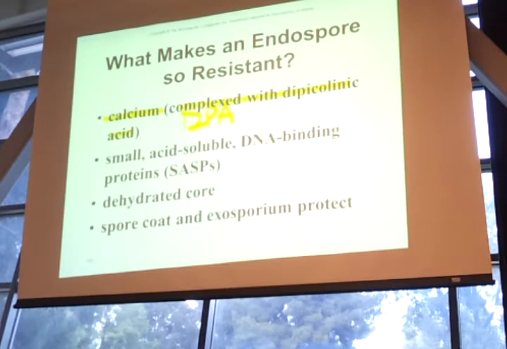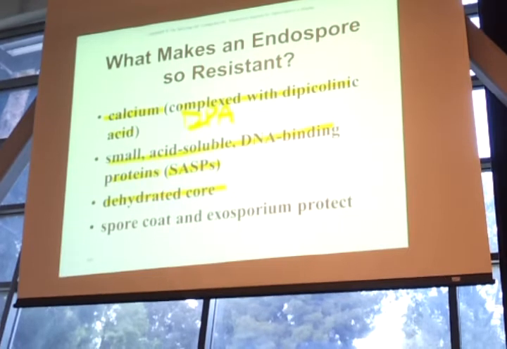So calcium is something that can lead to some heat resistance. And so they do know that this probably is a factor. They just are not really sure how much of a factor it is. There are these small acid-soluble DNA binding proteins, referred to as SASPs. It's dehydrated, so you have a low water activity. So that means if it's dehydrated and exposed to heat, you're not going to have the kind of reactivity that you have if there's a lot of moisture there, which then can be destructive. And then you have that outer spore coat and exosporium.